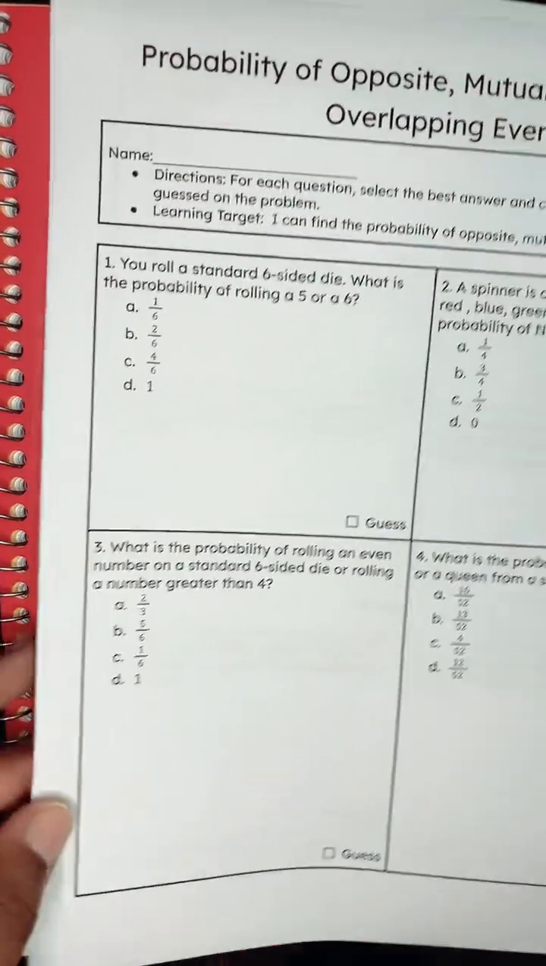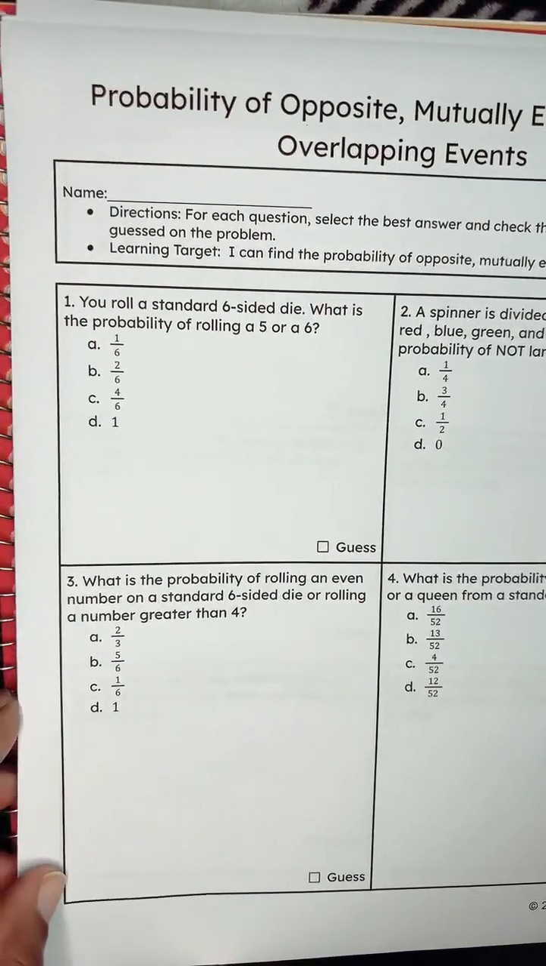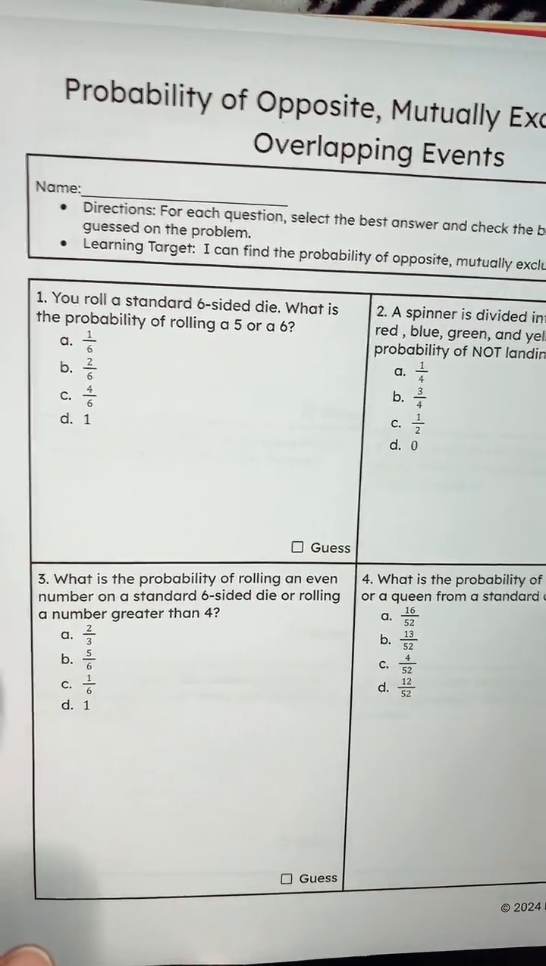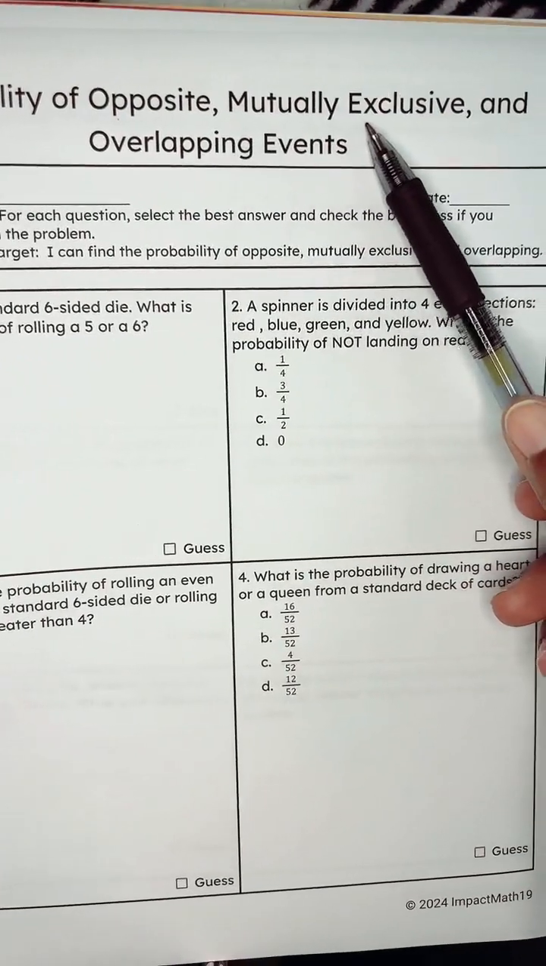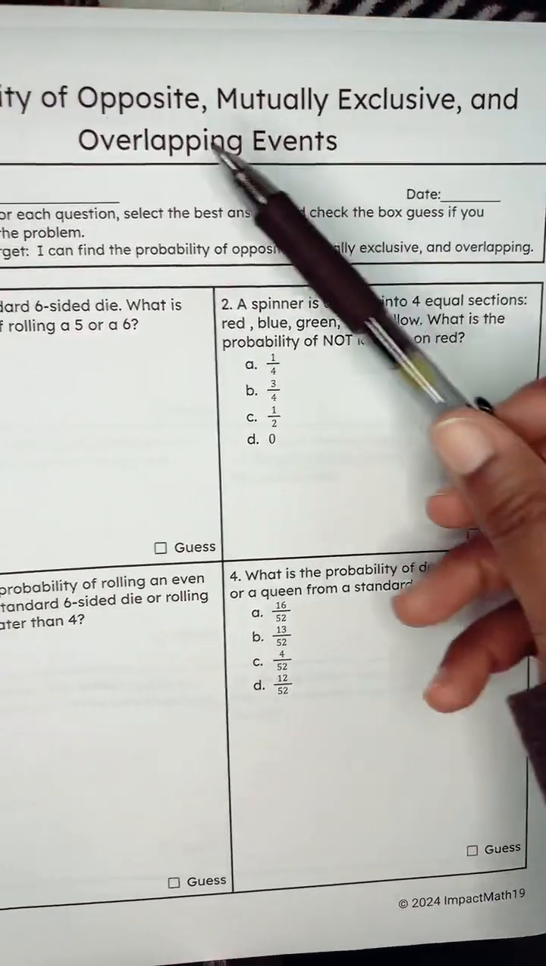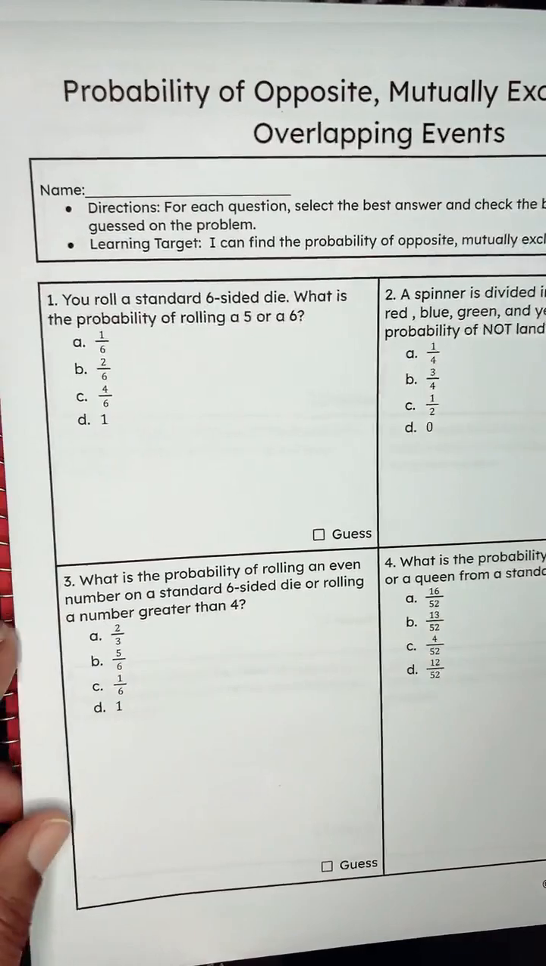All right. So that was probability of just simple events, right? Now we're going to get into probability of opposite, mutually exclusive events, and overlapping events, okay?